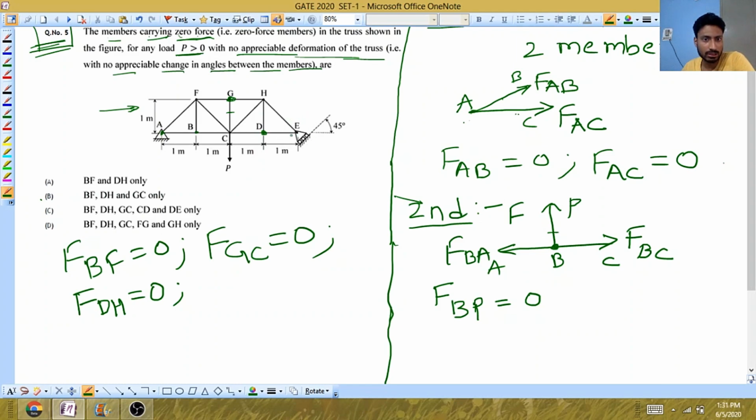So basically those hidden members are near the support. Okay, so if you observe this support carefully, what you can see, this dimension is 1, this is also 1. So what will be this angle? Just tell me. This angle HED will be 45 degree.